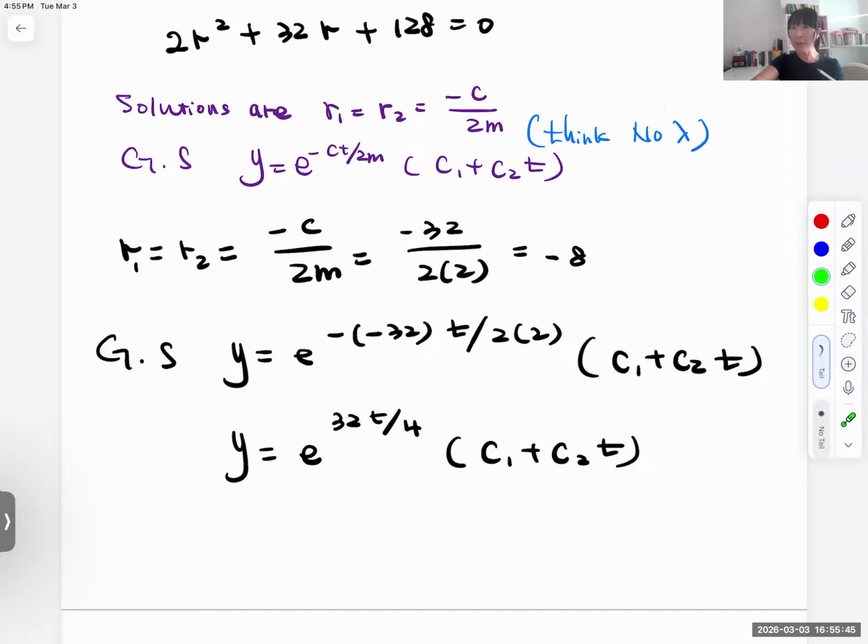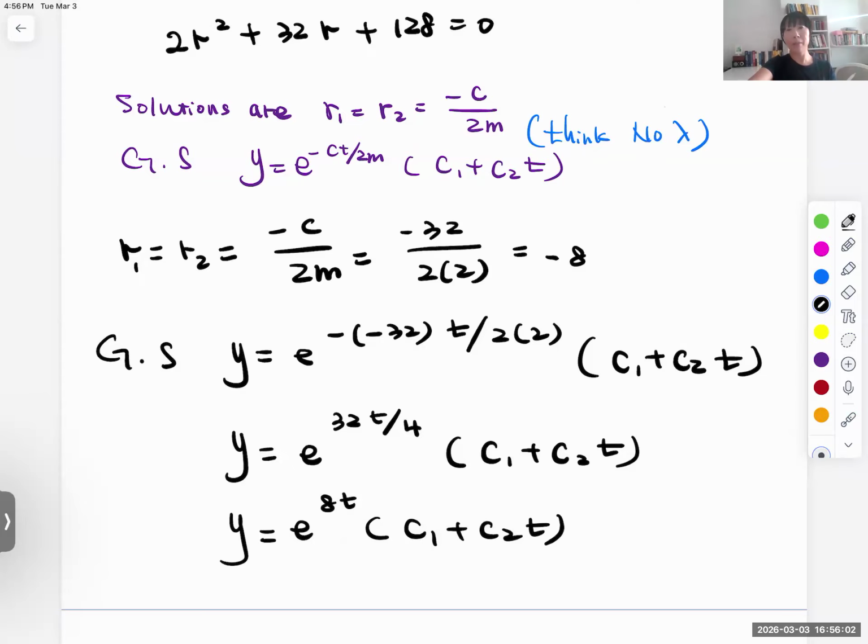All right. So let me finish this one and then let me double check because the sign is different. y equal to 32 divided by 4, which is 8, right? So e to the 8t, and we have c sub 1 plus c sub 2 t. Okay, so the sign is not right. So I double checked, so where I made a mistake here.